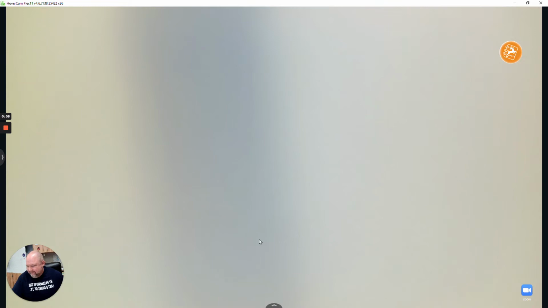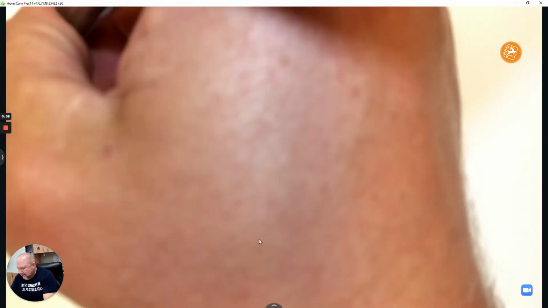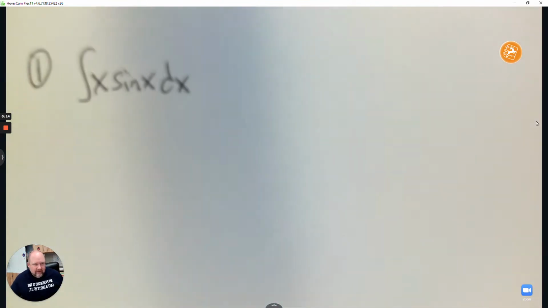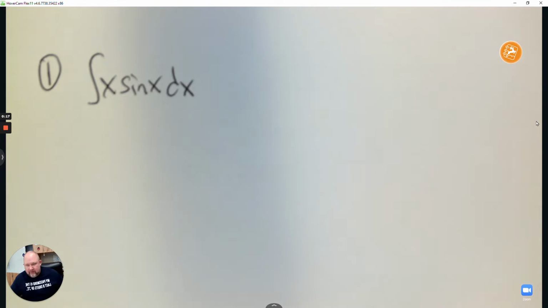All right, assignment 6-3. Got my math t-shirt on. I'm ready to go. This is about integration by parts. It's a BC topic. I think the more we practice, it won't be so long and so challenging.